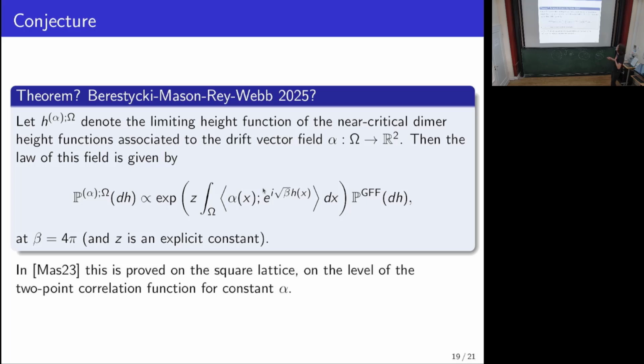Not that important. The important thing is, if you take alpha constant in one direction, this is the sine-Gordon field, because then this is just cosine of square root beta h. So it's the sine-Gordon field at the free fermion point. That's our conjecture. And for alpha pointing in another direction, you just have something like a phase shift. But for variable alpha, this is kind of a new field.